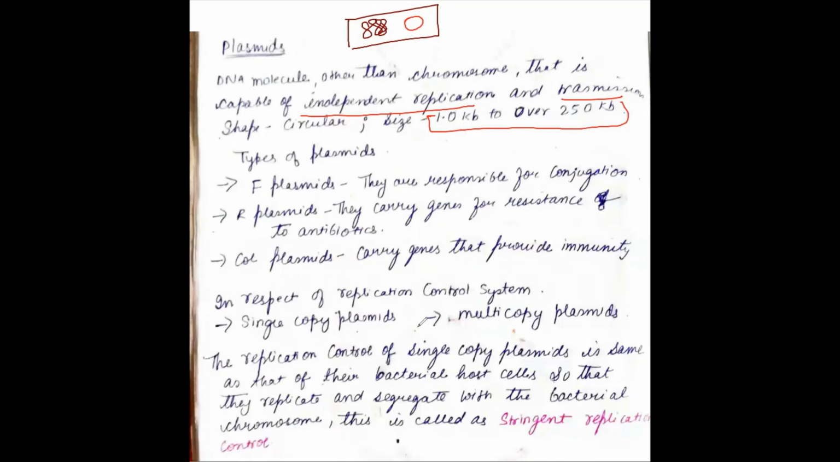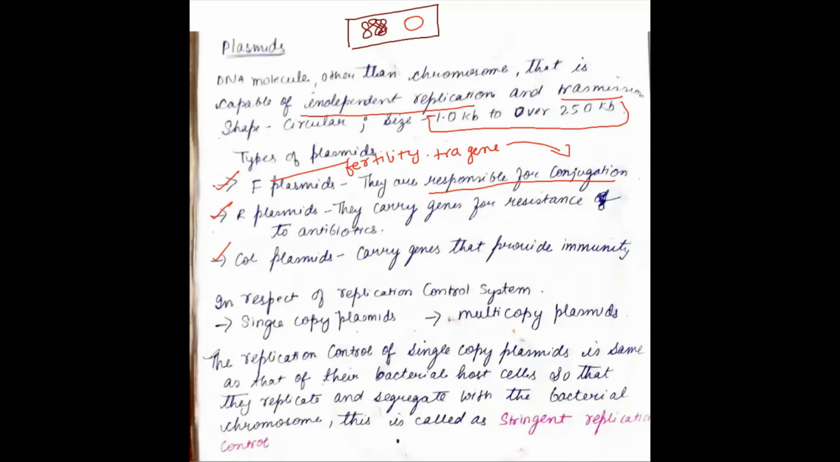Now, there are different types of plasmids. We can briefly differentiate them as F plasmid, R plasmid, and Col plasmid. F plasmids are responsible for conjugation. F means fertility; this F is derived from fertility. And it produces the tra genes, which are used for conjugation.